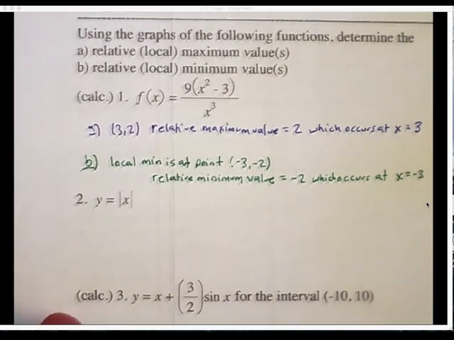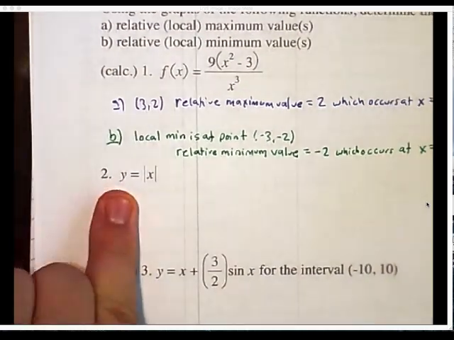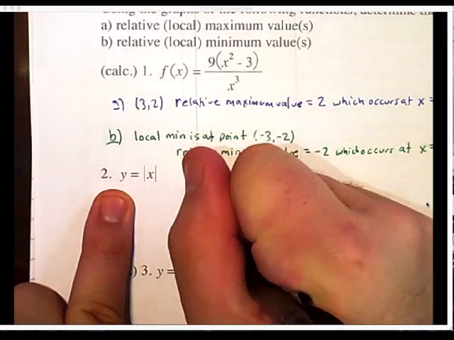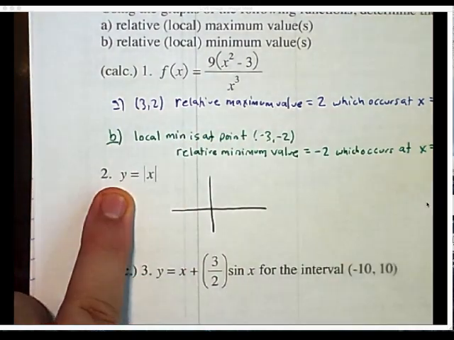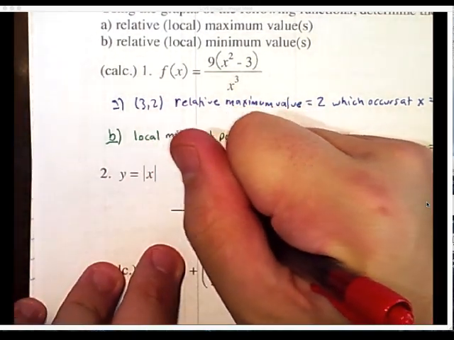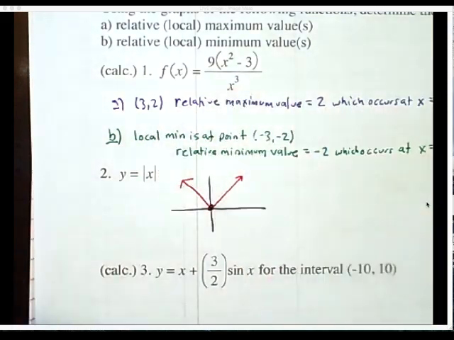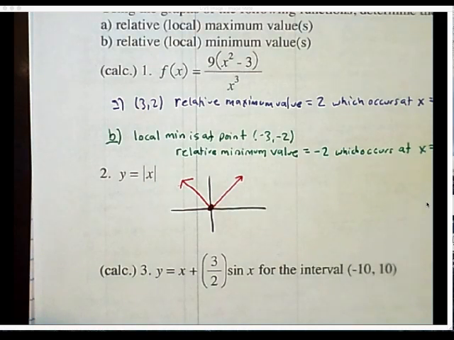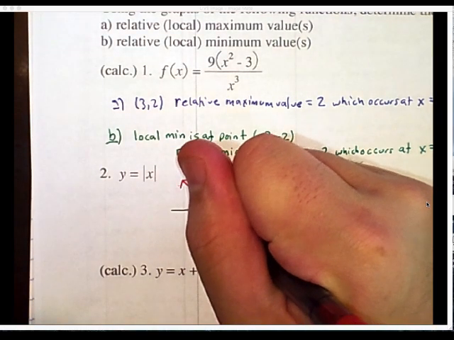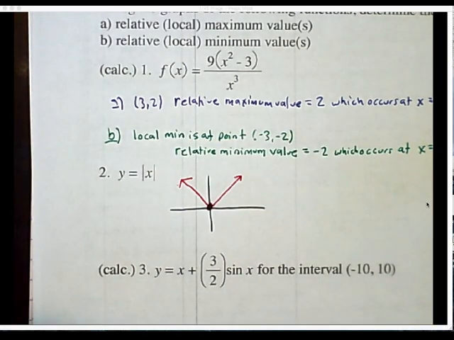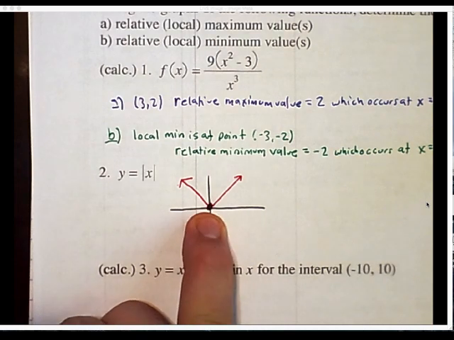Let's try the next one. Now you should know what that graph looks like. Y equals the absolute value of x. You should know that parent function looks like a V, and it goes on forever in that way. So if I want to think about this point right here, it never goes lower than that. So this is not only a relative min, it's also an absolute min.